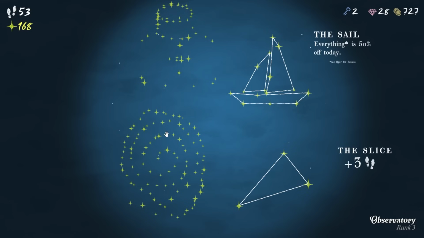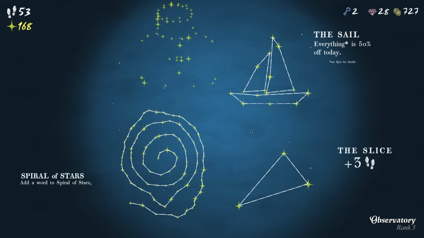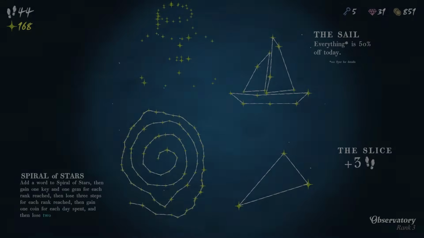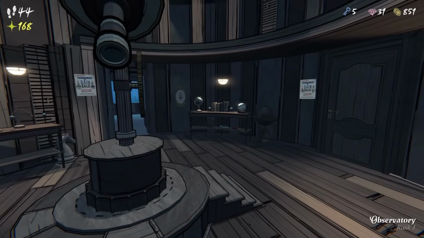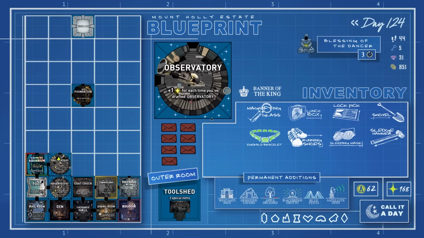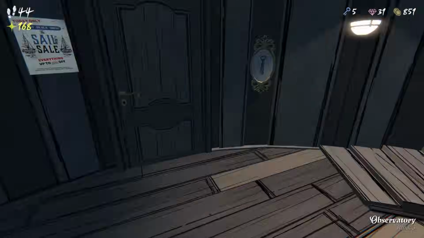Slice gives me 3, because I'm only up like rank 3 or 4, right? Then lose 2. To lose 2 what? It's gonna be like stars or something. It's gonna get real weird. It's gonna start fluctuating. Okay.